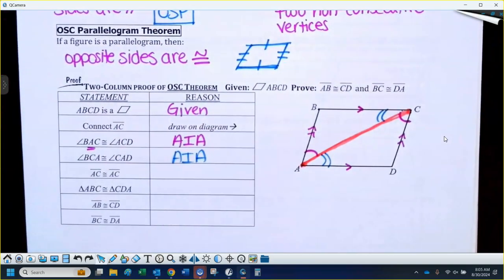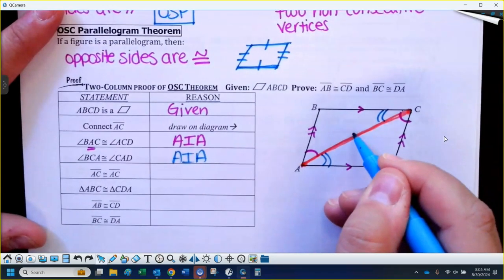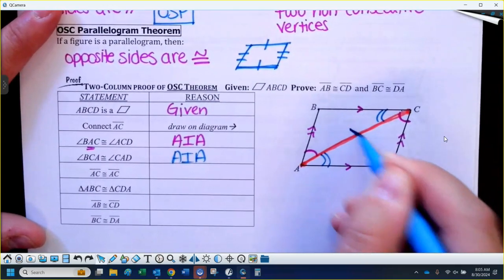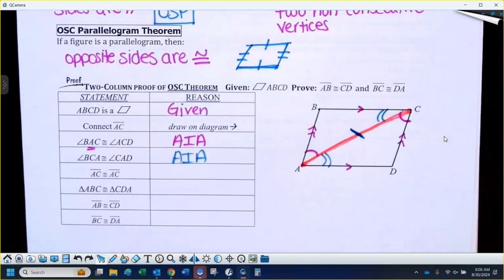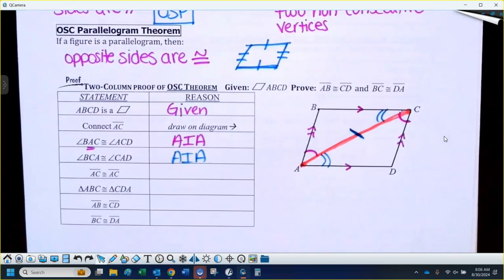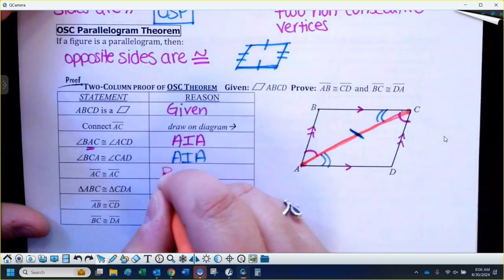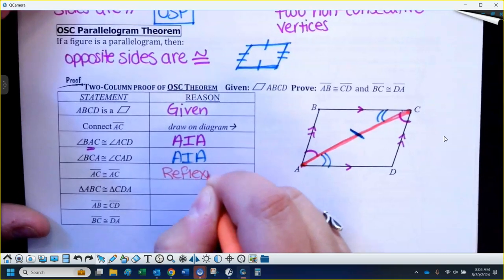All right, now, see if you guys remember this from doing a proof. How do I know the segment that we drew, that diagonal, how do I know AC is congruent to itself? Yes, good, we remember this. Okay, this is the reflexive property.